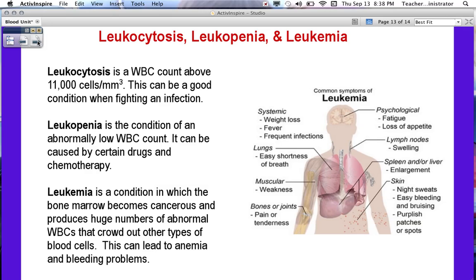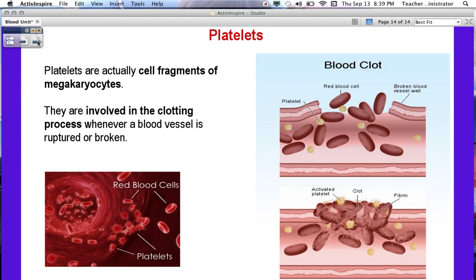Leukopenia is where you have a low white blood cell count, and it can be caused by certain drugs, and it can be caused by chemotherapy when you're getting cancer treatments. And then leukemia is an actual cancer where the bone marrow is producing really large amounts of white blood cells that are abnormal cells, so they don't function properly, and that can cause other problems like anemia and bleeding problems.